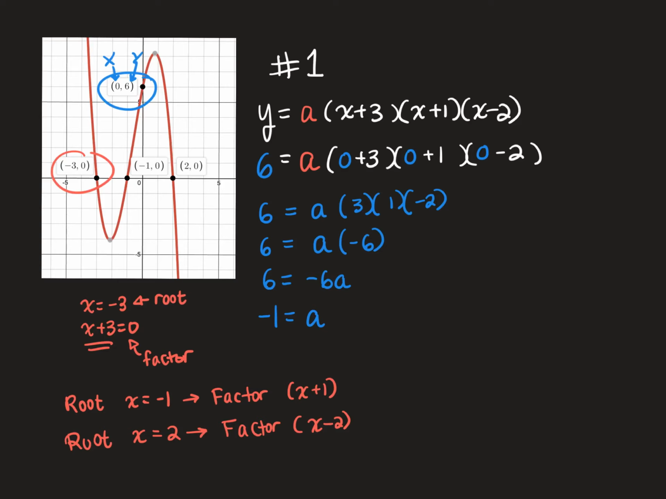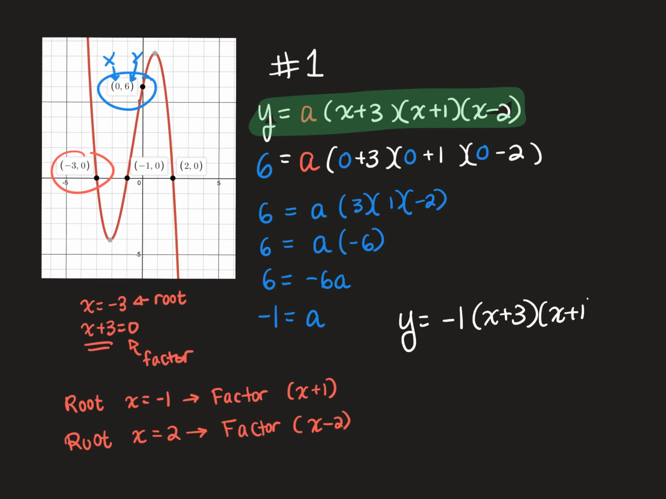So what I have to do at this point is go back and take the equation that I wrote originally and replace that a value with what I just found. So my actual equation is going to become y equals -1, and then everything else we already had established for our equation. So this would be our equation.